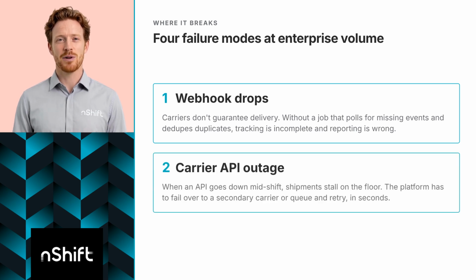Second, a carrier API goes down mid-shift. With no fallback routing and no retry logic, shipments stall while operators watch. The platform has to fail over or queue and retry in seconds.